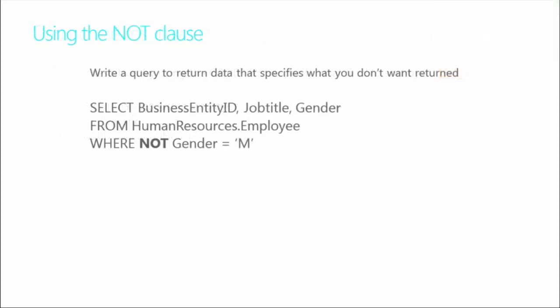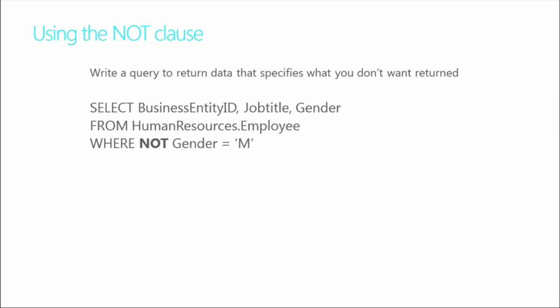So that's saying how we want to grab content. What if there's content we don't want to see? We've got the not clause. So what this is, I'm going to grab these 3 items, business entity ID, job title, and gender, for columns, from the employee table, where not gender equal M.